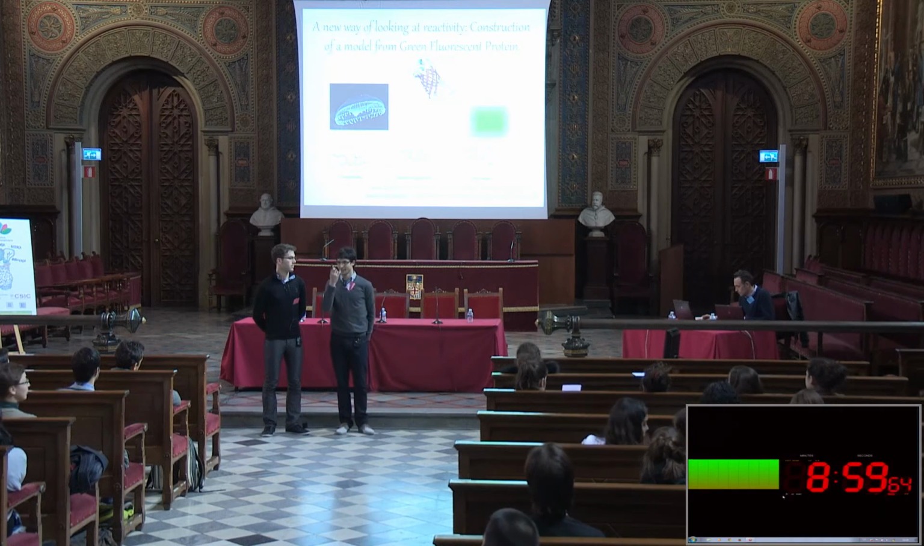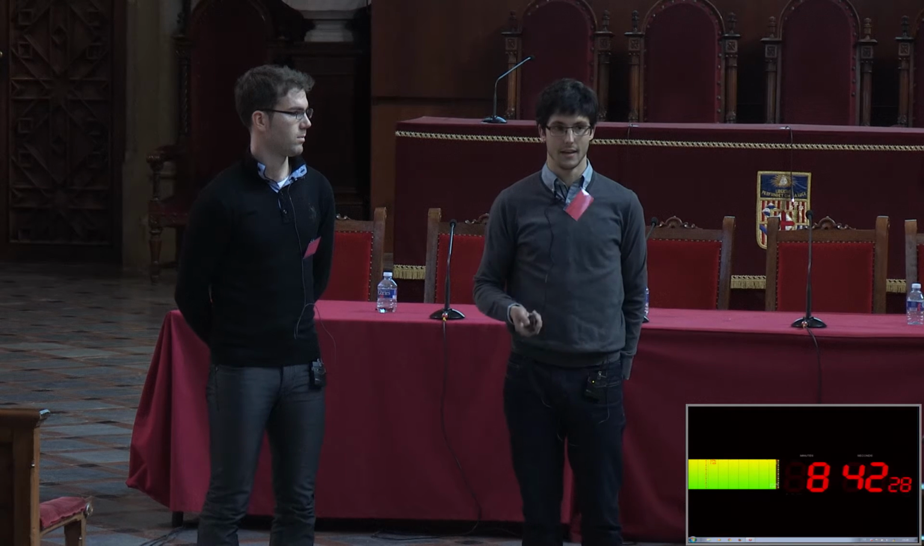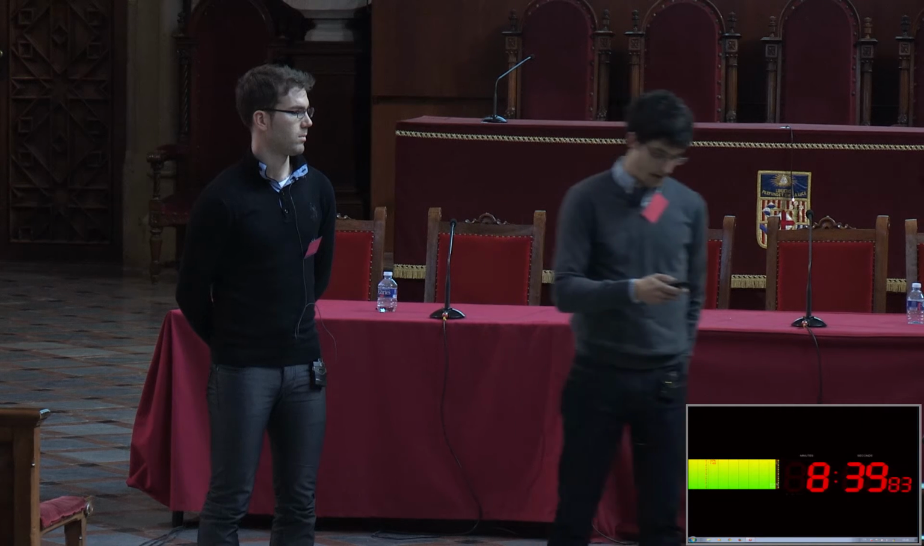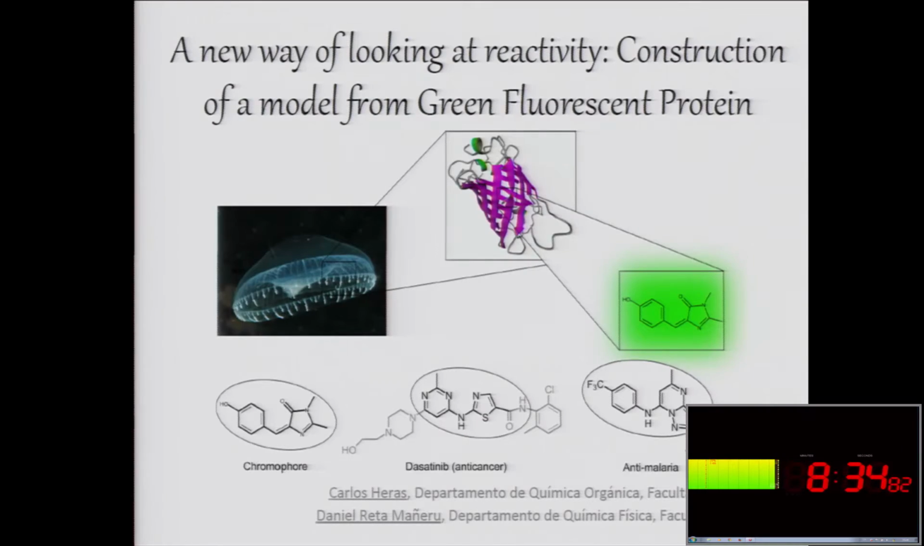And following the line of the two previous talks, Carlos and I will be talking about green fluorescent protein. This protein is extracted from Aequorea victoria, which is a jellyfish. And the importance of this protein is that it emits light. The one responsible for the emission of the light is this little green molecule that is inside the protein. And based on this chromophore, we will propose a new way of looking at reactivity.